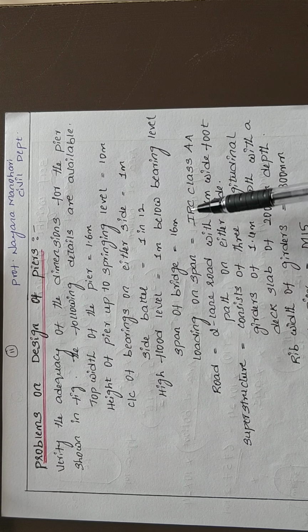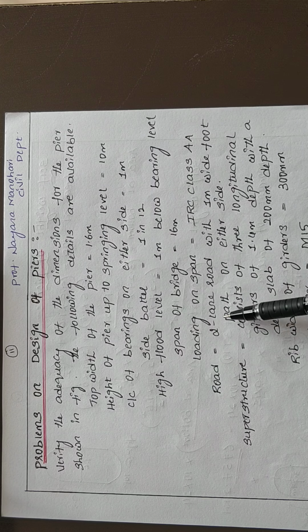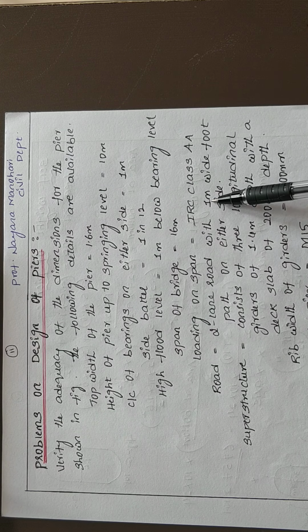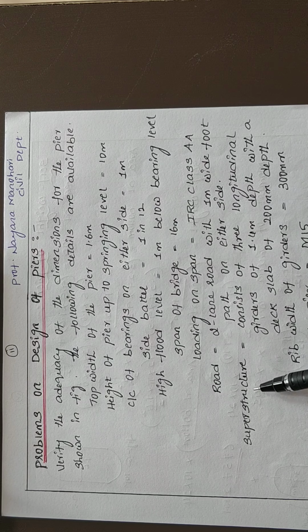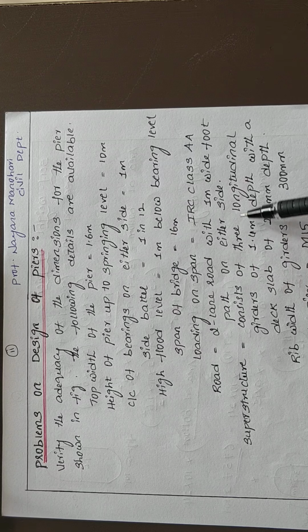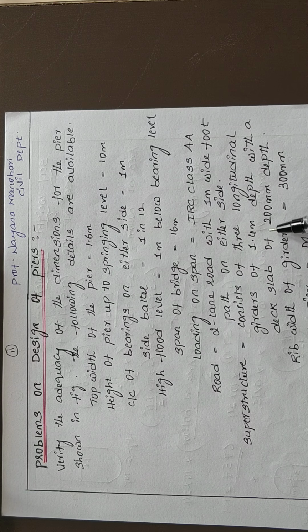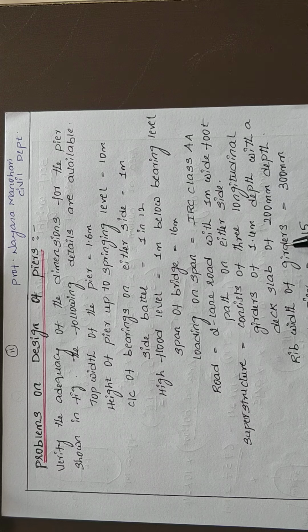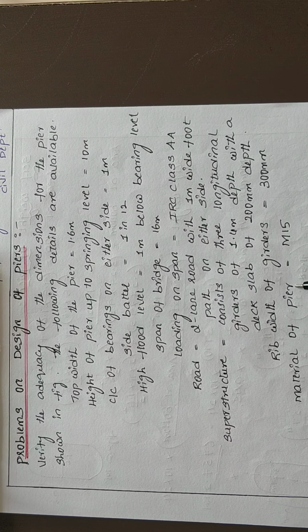Loading on span IRC class AA tracked vehicle. Road 2-lane road with 1 meter wide footpath on either side. Superstructure consisting of 3 longitudinal girders of 1.4 meter depth with a deck slab of 200 mm depth. Next, rib width of girder is 300 mm and material of pier M15.